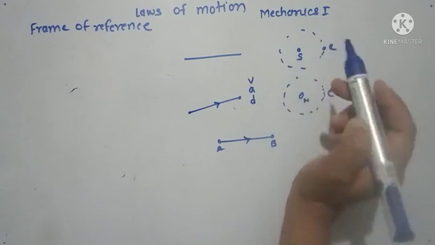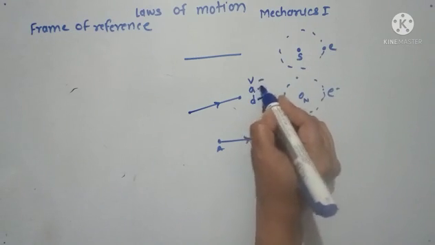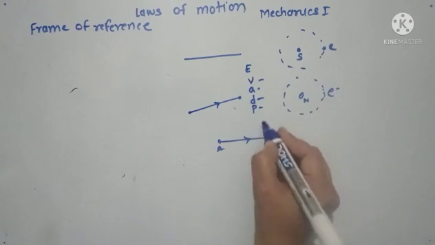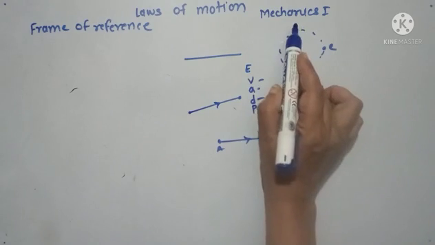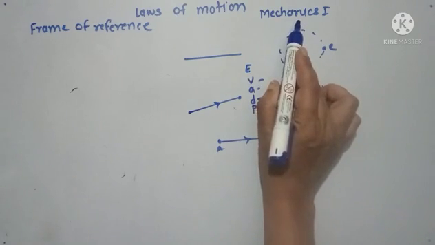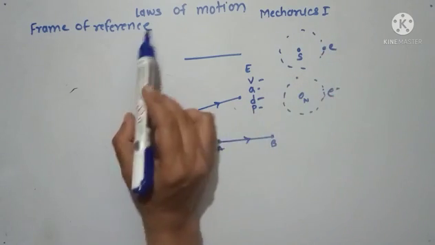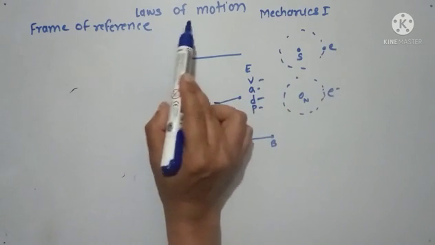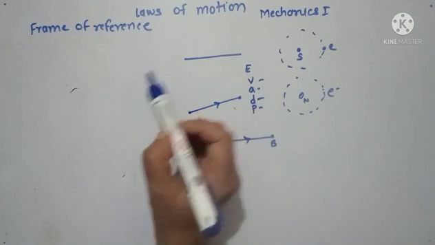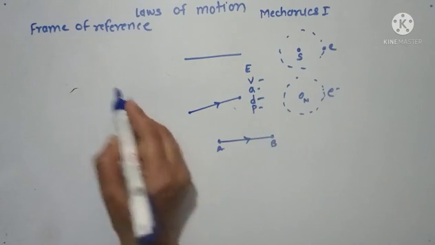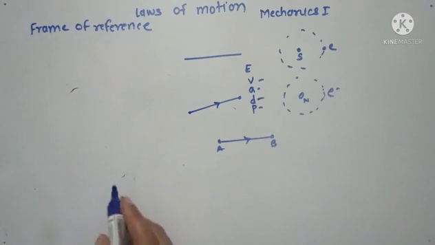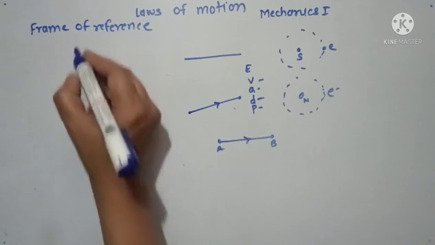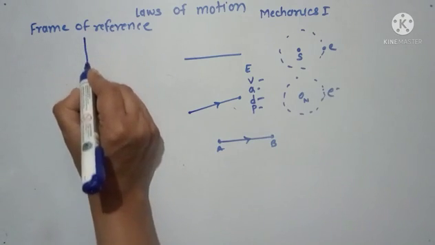And in mechanics we calculate the displacement, velocity, acceleration, energy, momentum, everything. These are the things we are going to deal with in mechanics. And the basics of mechanics are the laws of motion. Mechanics follows a few laws of motion, and all those laws of motion are in a frame of reference. So what is the meaning of a frame of reference? Frame of reference is nothing but the coordinate system which you use.